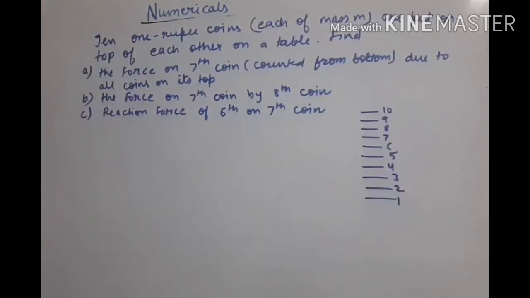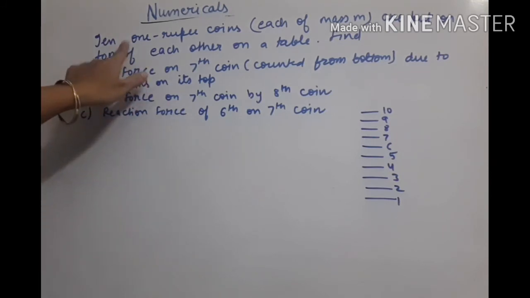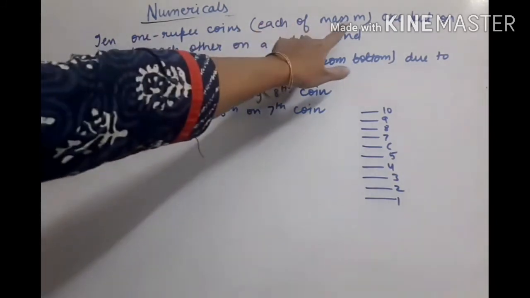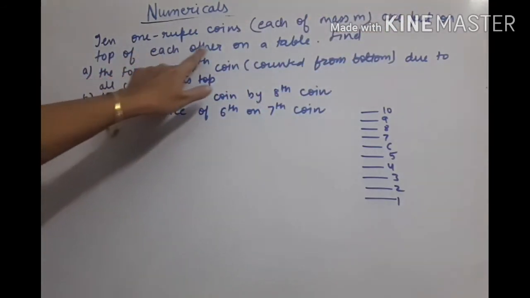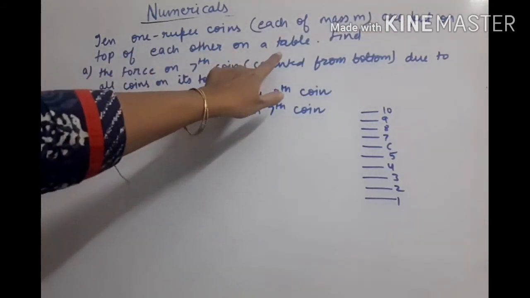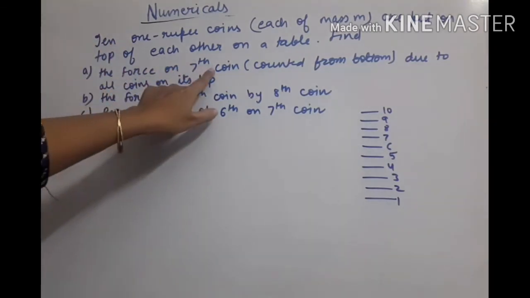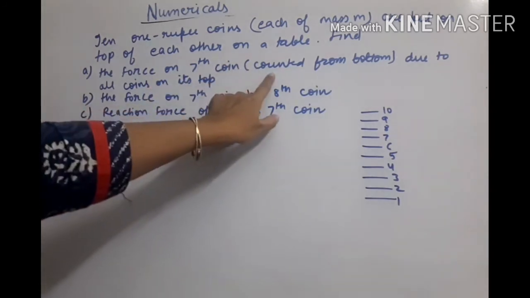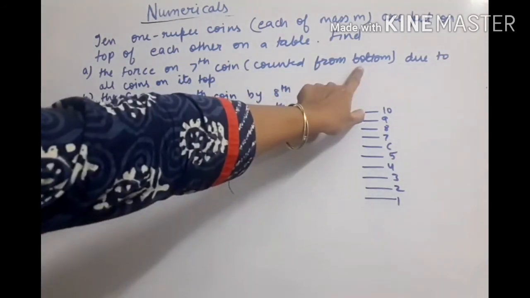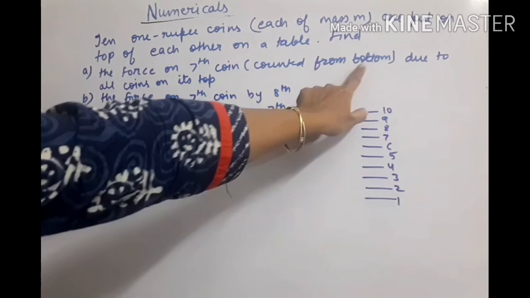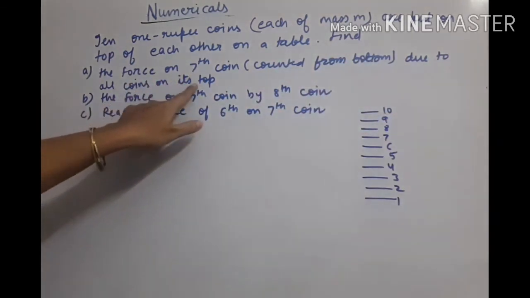Now this is a coin question on action and reaction forces. Let us see. 10 one-rupee coins, each of mass m, are put on top of each other on a table. Find a few things. First, the force on the 7th coin, counting from the bottom, due to all the coins on its top.